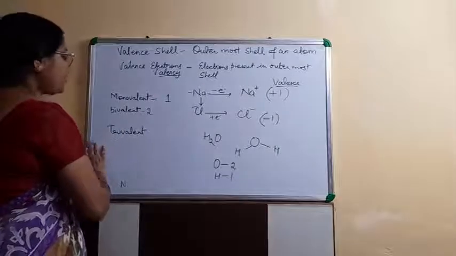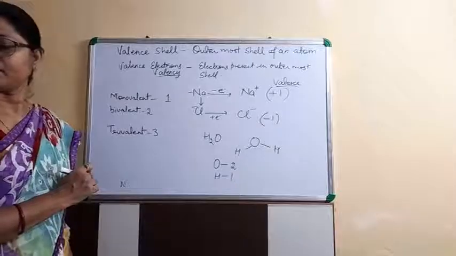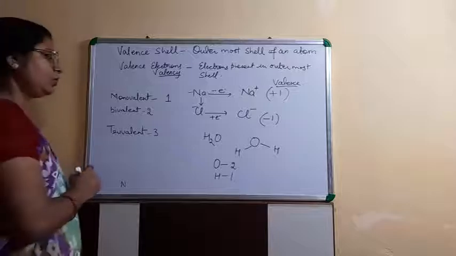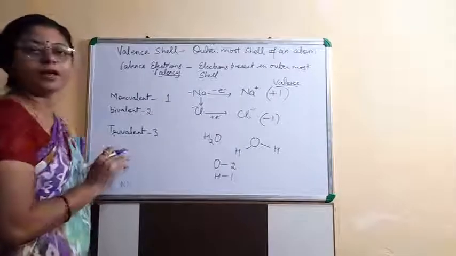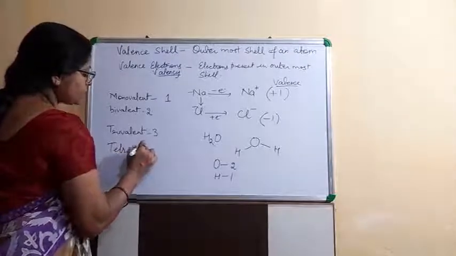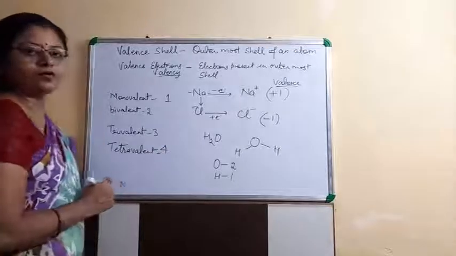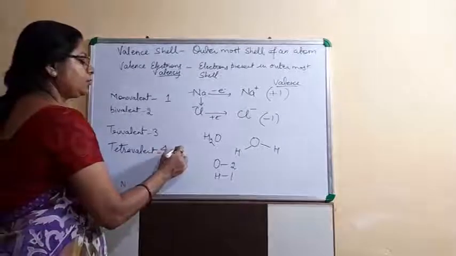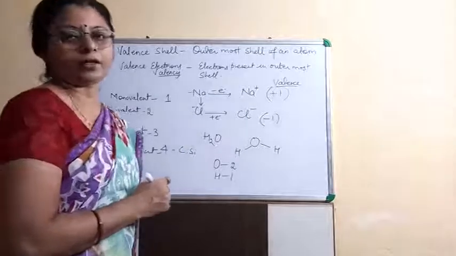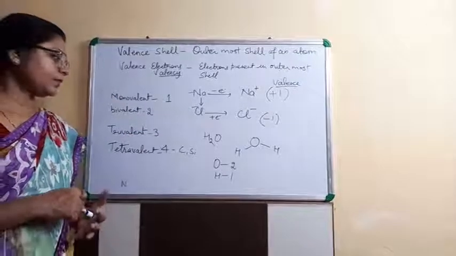Trivalent: if the combining capacity of an atom is 3, then it is known as trivalent, as aluminium and boron. They are trivalent in nature. Tetravalent: if the combining capacity of an atom is 4, then it is known as tetravalent, like carbon and silicon. They all are tetravalent atoms because their combining capacity is 4.